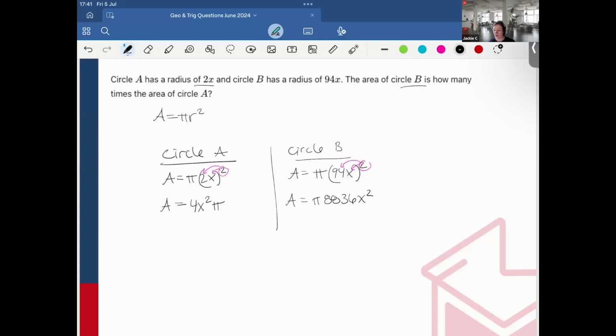So I have my two areas, and my next step will be to determine how many times the area of circle B is the area of circle A. So all I'm really going to do is put them over each other. So the area of circle B, 8836 pi x squared over 4 pi x squared. And then we can see that these will nicely cancel. And then I basically just have to do 8,836 divided by 4. And that will give me that it is 2,209 times bigger. And that's the answer. It's a simple one, but these are the questions that appeared.